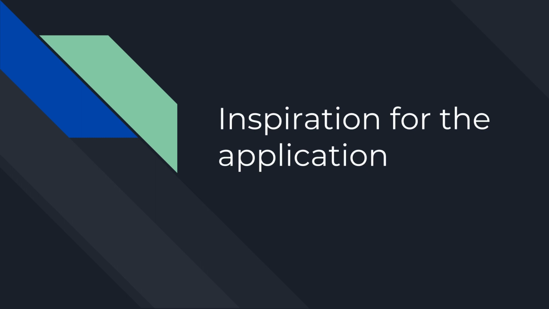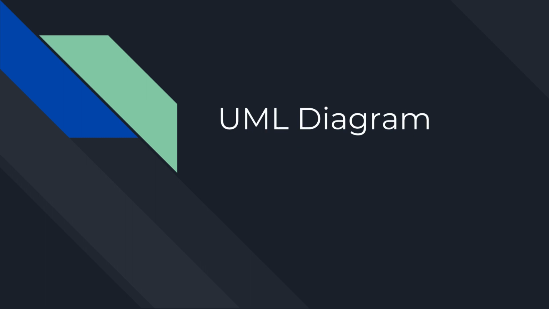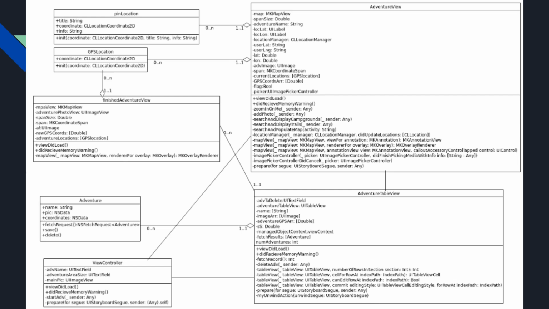So first, I'd like to show you the UML diagram for the application. If you look at the top left of the diagram, you can see there's a class called pin location and another one called GPS location. These are pretty similar classes. Pin location was used to model pins on a map view, and the GPS location was only used to model the user's GPS location and save those and ultimately use them to print out the path that they walked on the map.